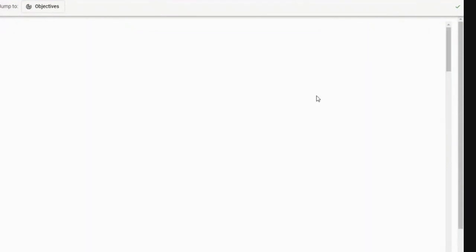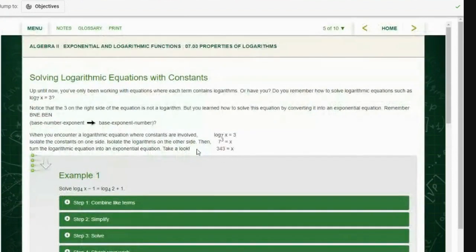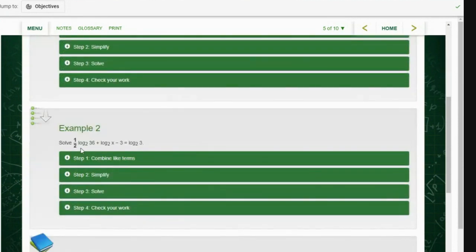And then page 5, which I think is the last page of the lesson, solving with constants. Log 7 of x equals 3. That's the same thing as 7 to the third power equals x. And so what's 7 to the third power? Another example down here is another one that has the 1/2. So it becomes 36 to the 1/2 power, which is the square root of 36.